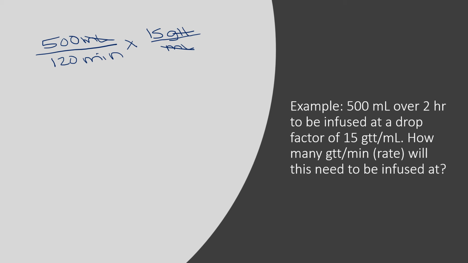So then 500 divided by 120 times 15 equals 62.5, and I still have drops and minutes on the bottom, which is what my problem asked for. So 62.5 drops per minute is the rate that I'm going to infuse it at. So here my vehicle is my drop factor, my desire is my volume, and my have is my time frame. Very similar to the desire over have times vehicle.